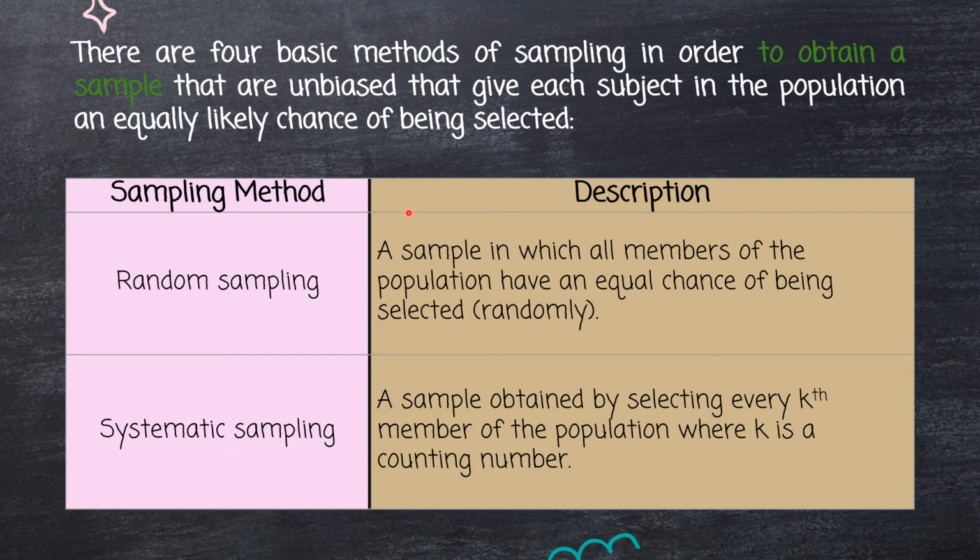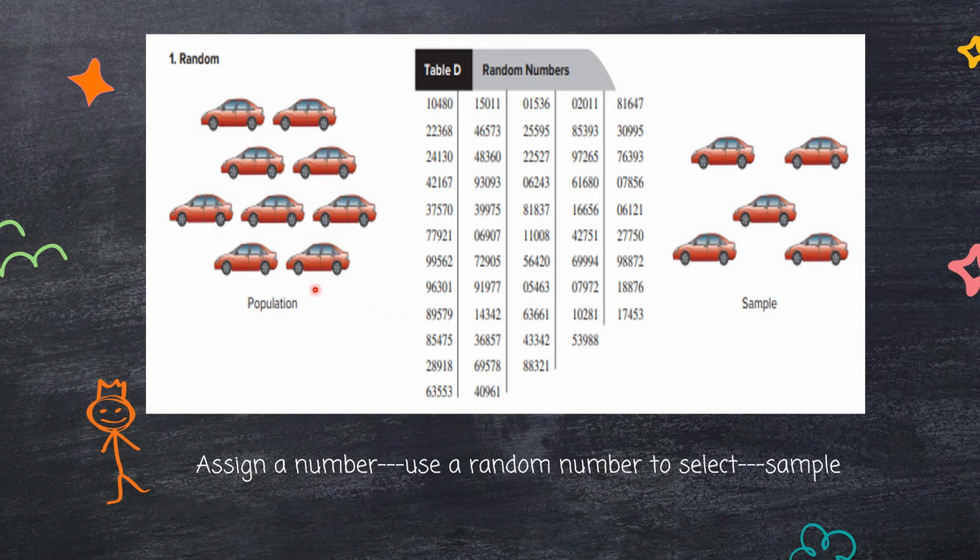The table shows the sampling method and its description. Okay, the first method is random sampling. A sample in which all members of the population have an equal chance of being selected randomly. To conduct this type of sampling, you can use tools like random number generators or other techniques that are based entirely on chance. Assign a number to every case in the database and use a random number generator to select a sample.